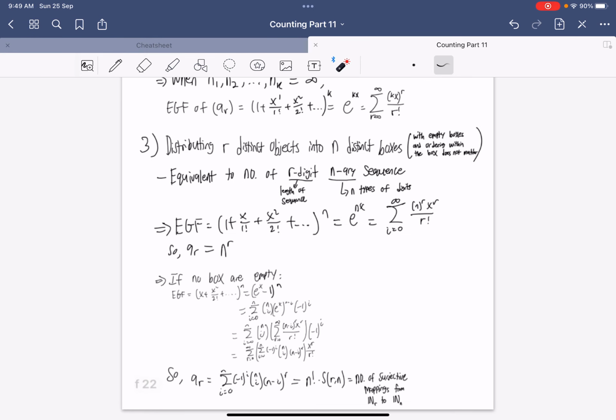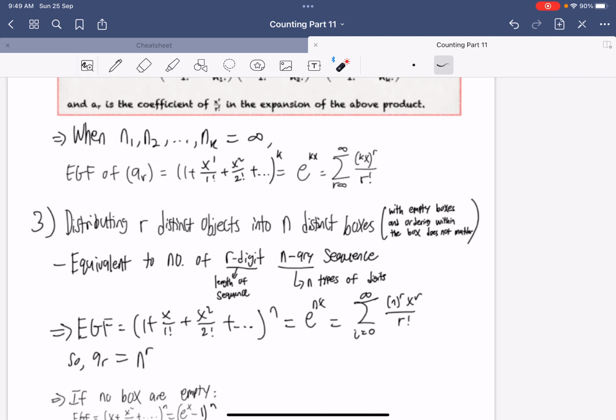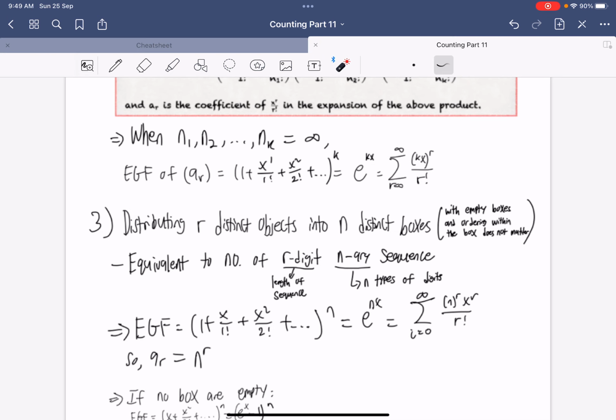Next application is when we want to distribute distinct objects to distinct boxes. But when we use permutations, each of these distinct boxes has to be either less than the objects or equal to the objects, so that you have no empty boxes. But with EGF, it allows for empty boxes or not, and the ordering within the boxes does not matter in this case. That's why it's a distribution. You distribute something when you don't care about the ordering.